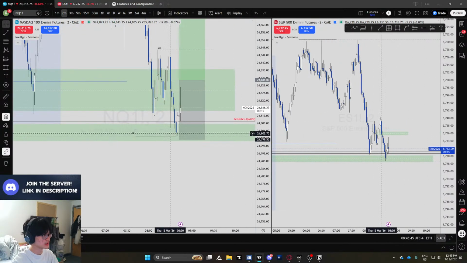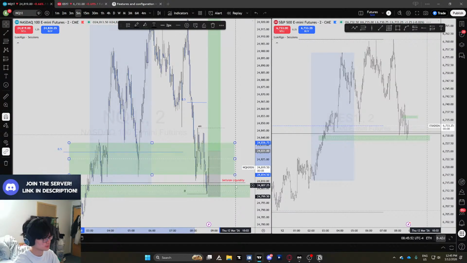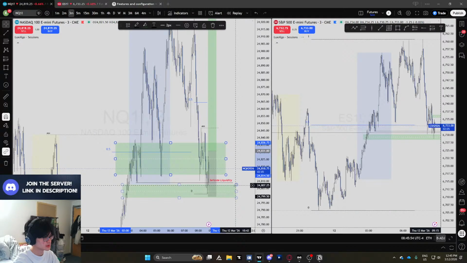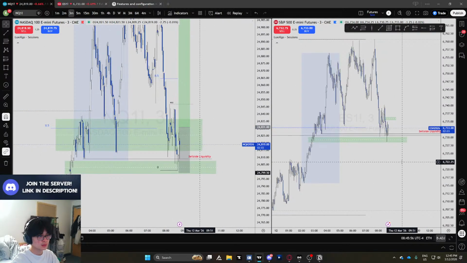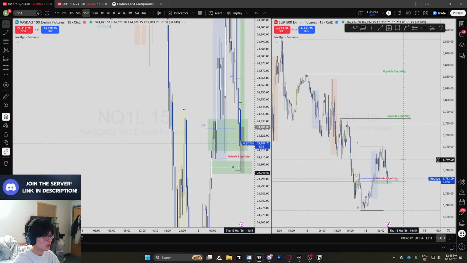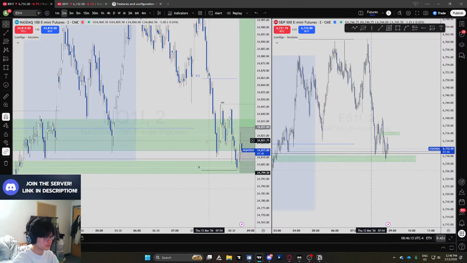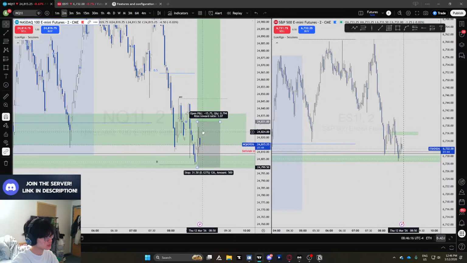This would be a nice sweep here if we make a swing high. We don't even need to sweep this low again. We can just close, swing high, short shift, and trick.